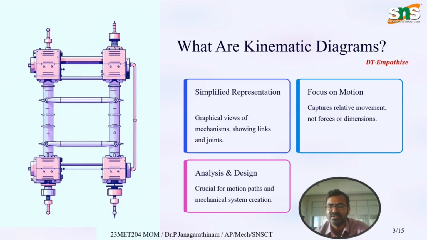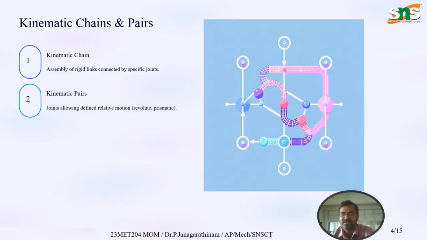I already told, they are simplified representations, graphical views of the mechanism showing links and joints, and they capture the relative motion of the individual links as well as the joints, which is crucial for motion paths and mechanical systems creation. Kinematic chains and pairs: the assembly of rigid links connected by specific joints is known as a kinematic chain, and the joints allowing defined relative motions like revolute and prismatic are known as kinematic pairs.